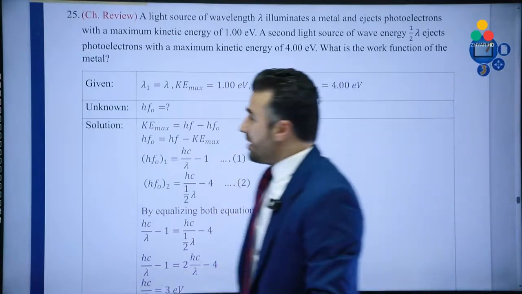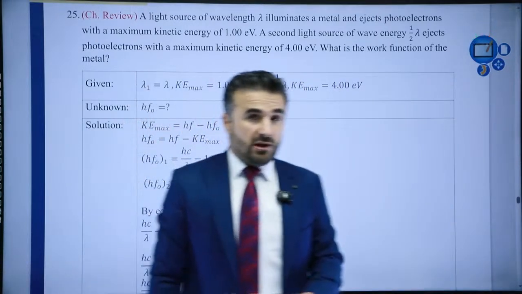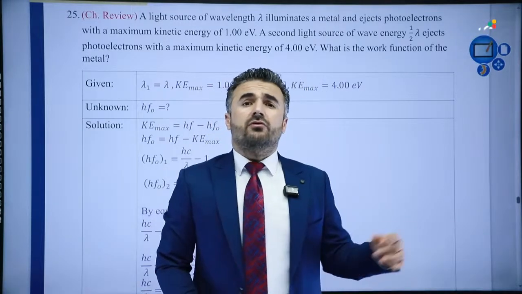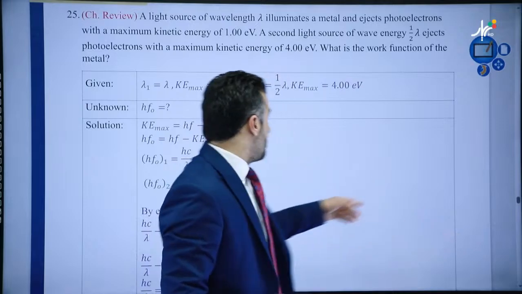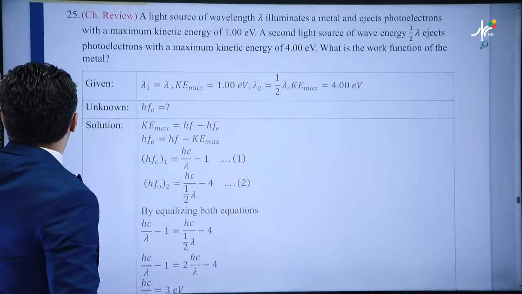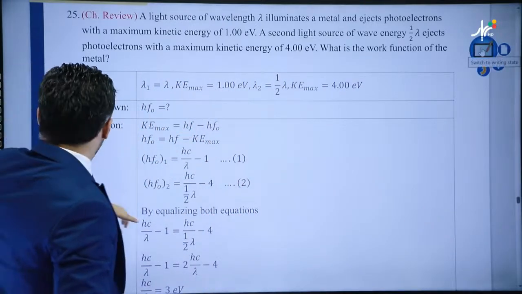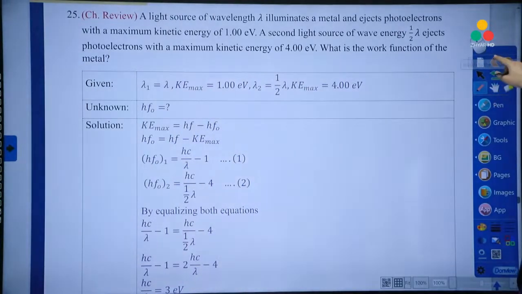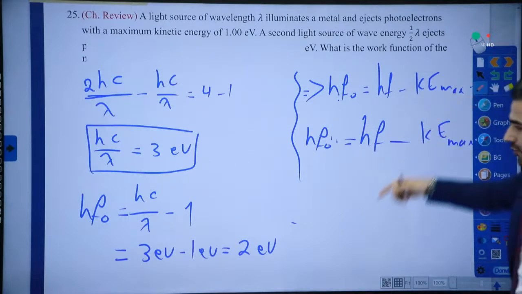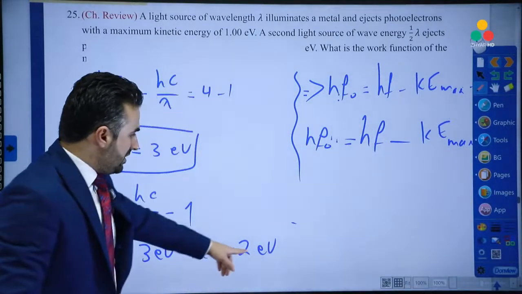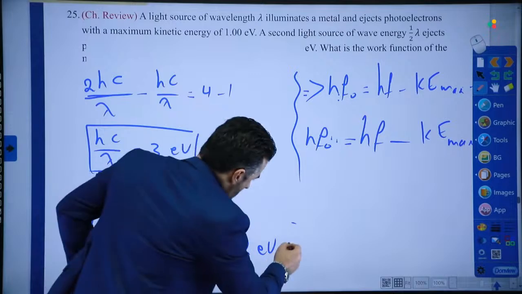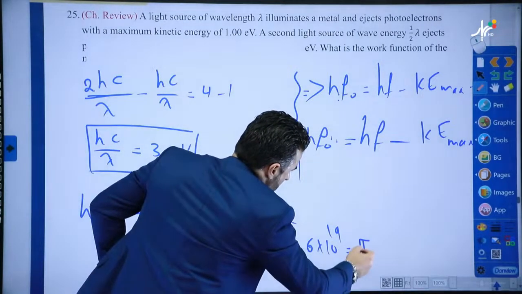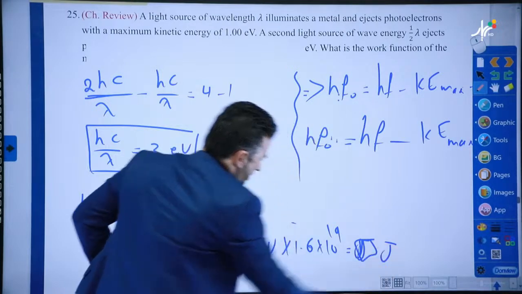Now, there was another question that perhaps I've mixed with the other question. Normally, what if they were asking for the threshold frequency in that case? Knowing this one here, let's go back to it. If they were asking for threshold frequency, then you need to convert this into joules by multiplying by 1.6 times 10 to the power negative 19, then you will find the answer in joules here.